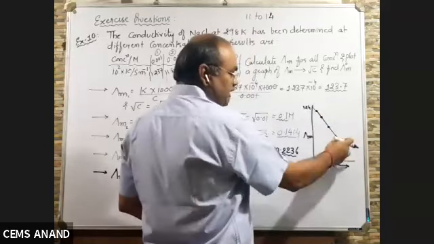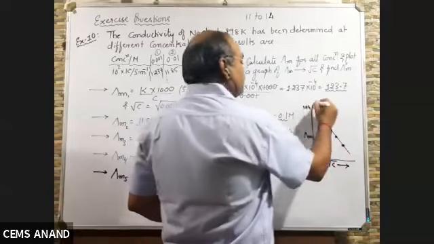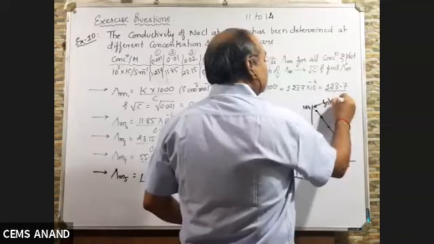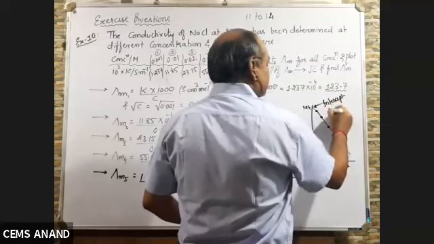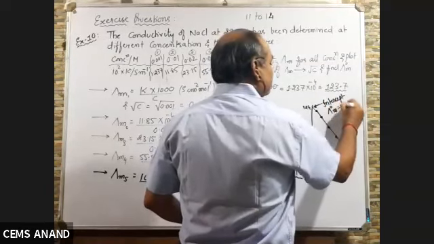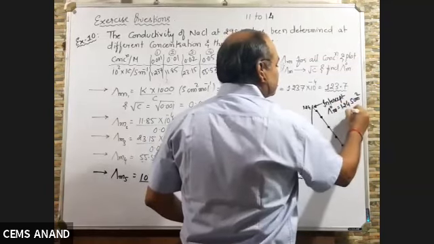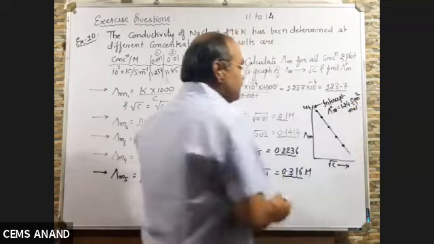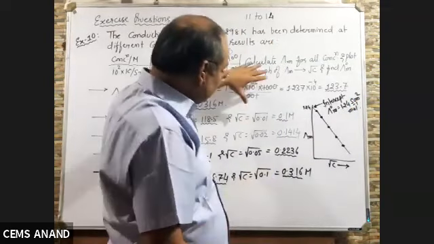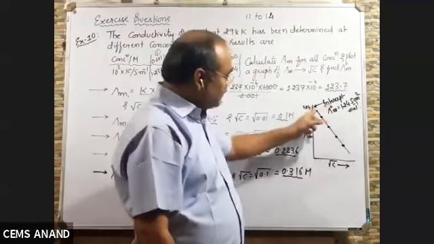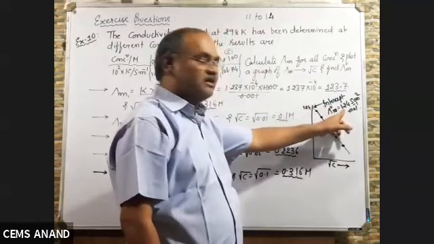Five values you have to plot, right? And at 124 this is your intercept. And this intercept is nothing but lambda 0m, and lambda 0m will be 124 Siemens centimeter square per mole. So once you get the values, you can plot a graph. After plotting the graph, you can find out the intercept. The intercept will be 124.